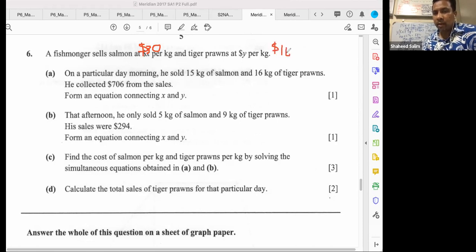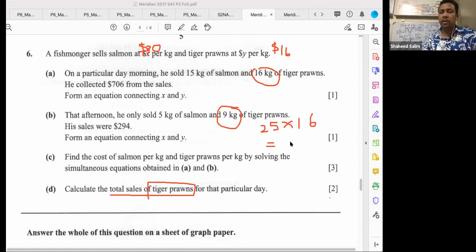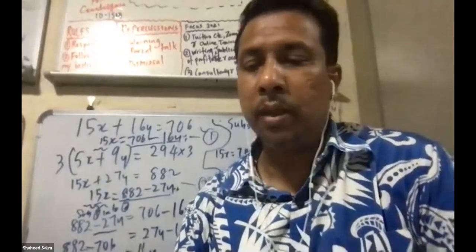Now they have a second part to the question. You already found the answer. Calculate the total sales of tiger prawns. So tiger prawns, how many? In the morning, you sell 16 kg tiger prawns. In the afternoon, you sell 9 kg. So 16 plus 9 is 25 kg. So 25 times 16 now, you'll get the answer. So the answer is 400, I believe. $400.